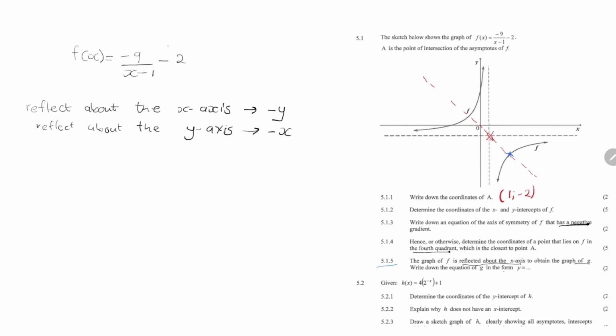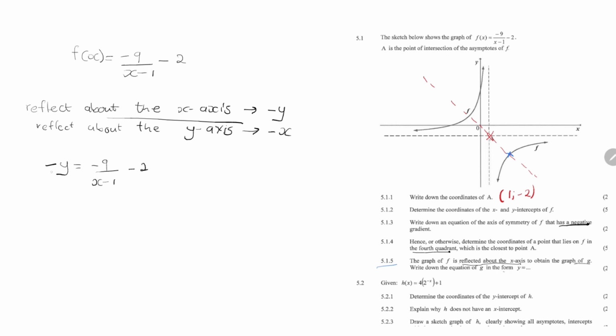Let us first write the graph of f as y equal to something. So that is y equal to negative 9 over x minus 1 minus 2. Because we are reflecting about the x-axis, this is what we will do. We will negate y. So let us negate y. Okay. And then what's next? The next step is we have to make this y positive. And how are we going to do that?